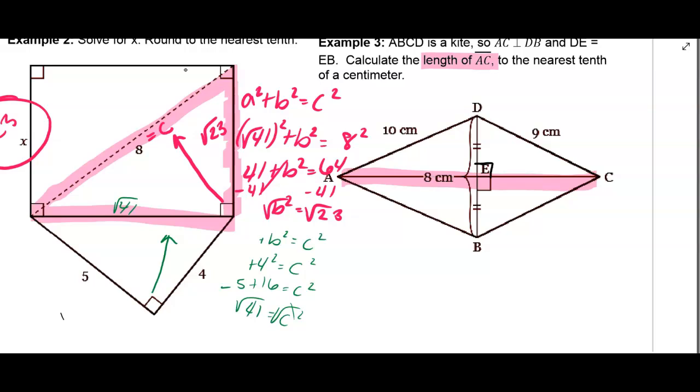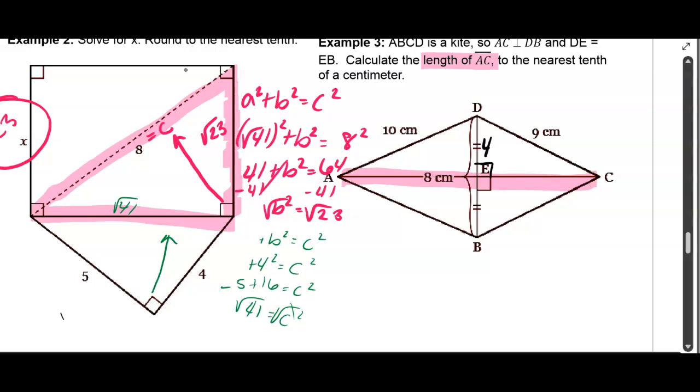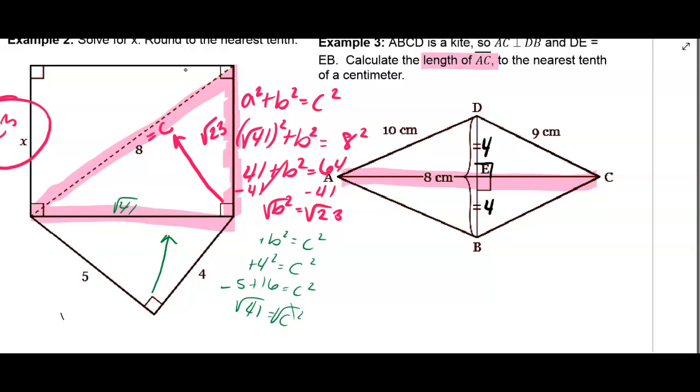Which is telling me this is my hypotenuse right here, and this is my hypotenuse right here. Now we know that these two sides are congruent, and I know the entire thing is 8. That means this has to be 4, and this has to be 4. Congruent means the same value, and 4 plus 4 gives you 8. So part plus part equals whole.